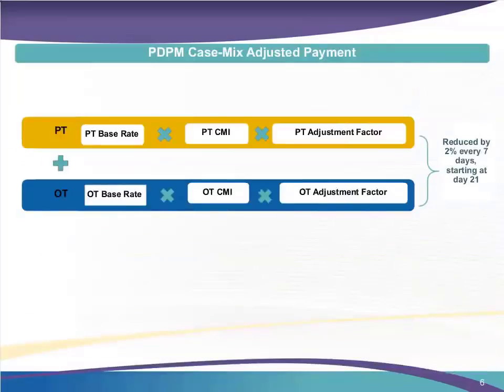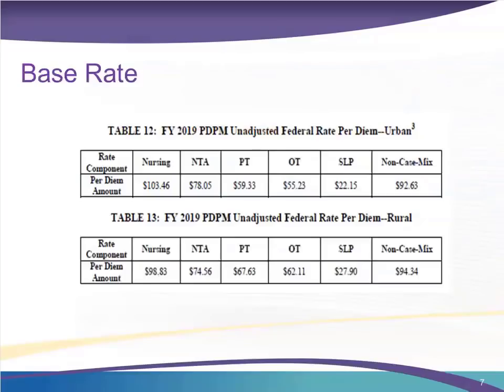And again, just a close-up of what this looks like. PT and OT both have a base rate, and I'm going to show you what that is. And then the CMI, again, there's a formula and a description of how CMS has defined that. So we're going to walk through the steps of that, and then what does that adjustment factor look like as well.